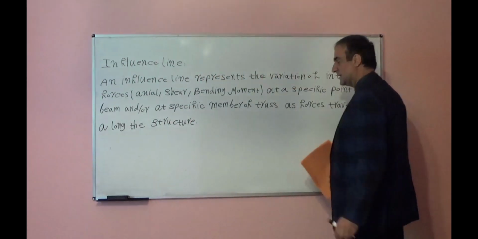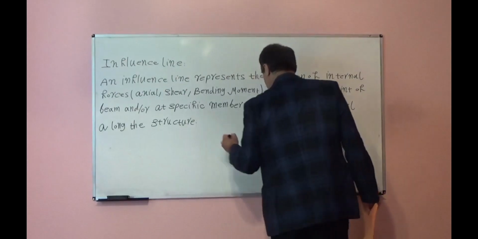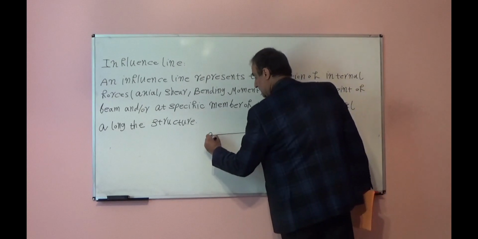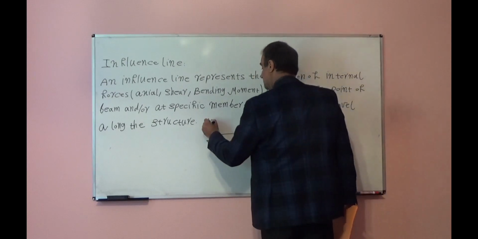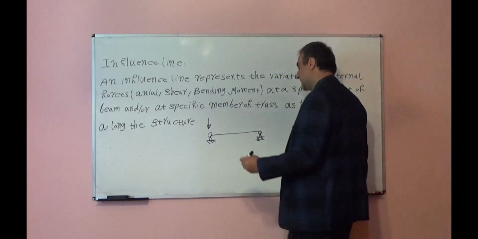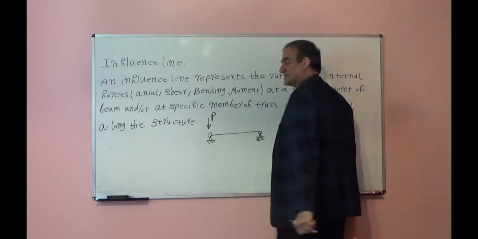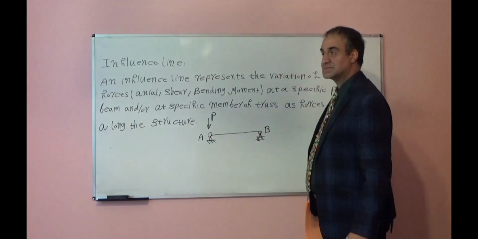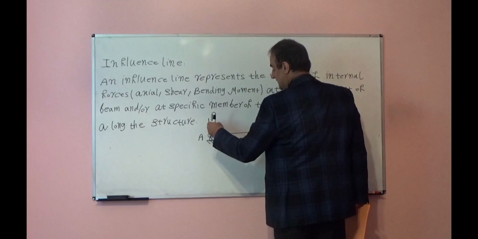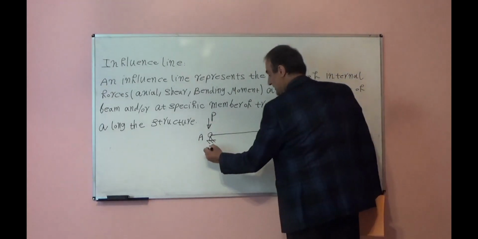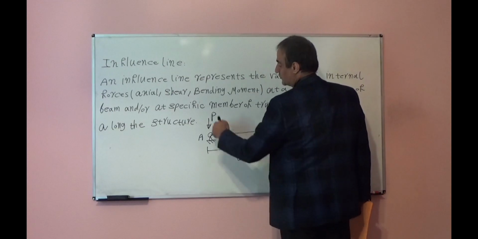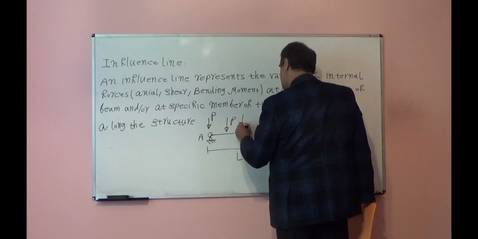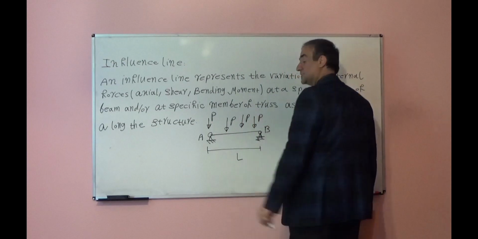What does that mean? Let's explain in simple words. For example, we have one simply supported beam. There is a load, for example a concentrated load. The magnitude of the load is P. For example, influence line of reaction A means if we put P in different locations in this beam, AB beam, for example, I can put P directly in support A, or I can put here, or here, or here.